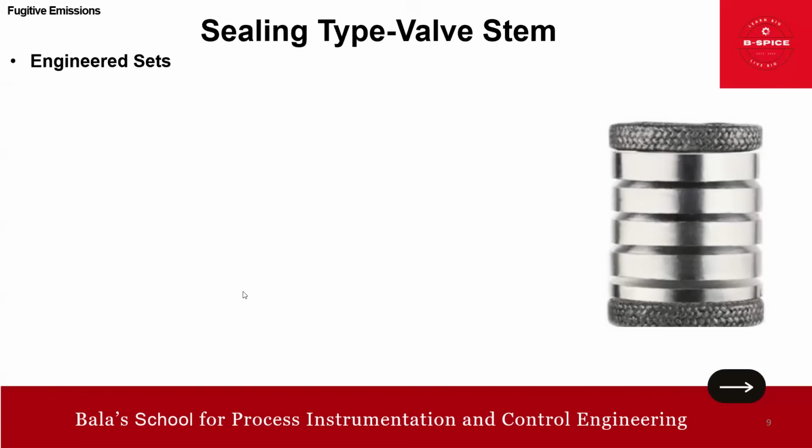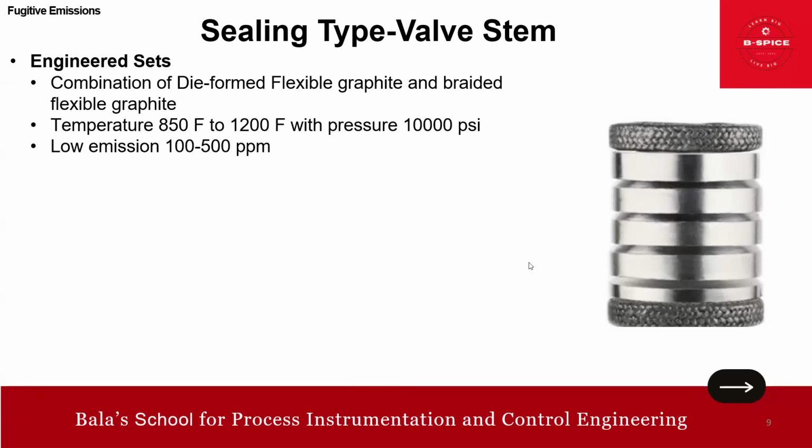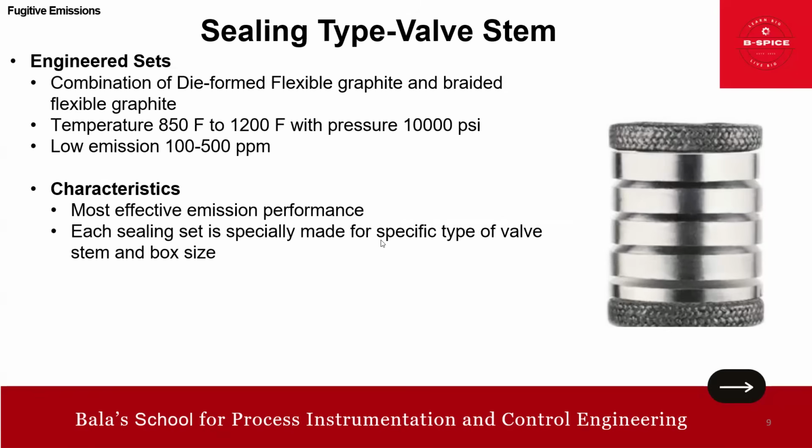Now we go into the engineered sets. What is this engineered set? From this you can make out, right? Yes, it's a combination of diformed flexible graphite and braided flexible graphite. The temperature is the same, 850 degrees Fahrenheit to 1200 degrees Fahrenheit, but the pressure is 10,000 psi. So that is the beauty. Low emission, very good, right? 100 to 500 ppm. So the characteristic is the most effective emission performance, very good.